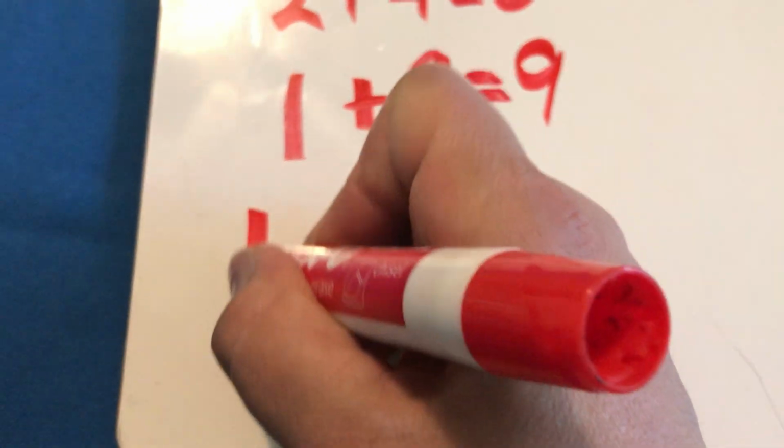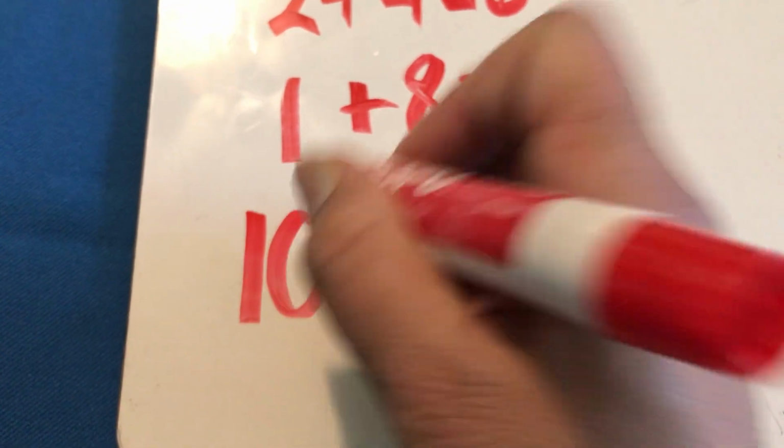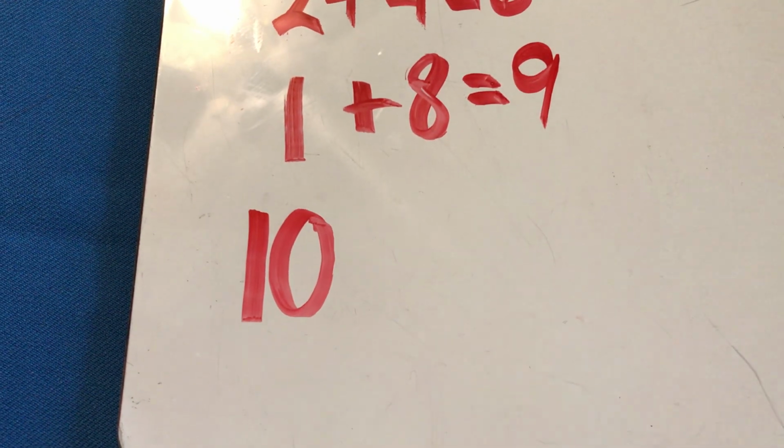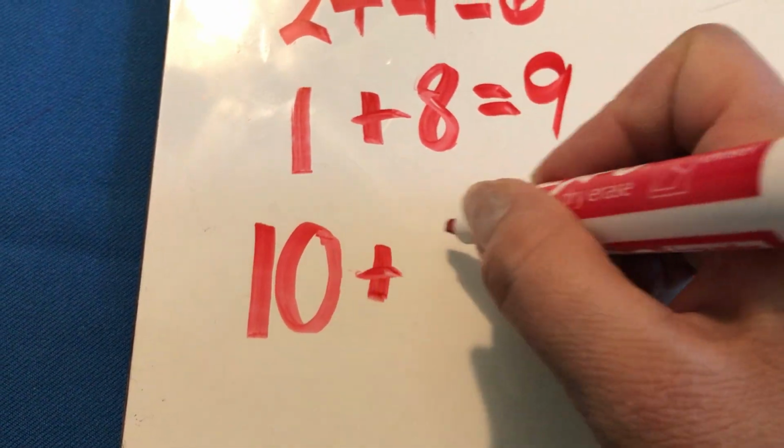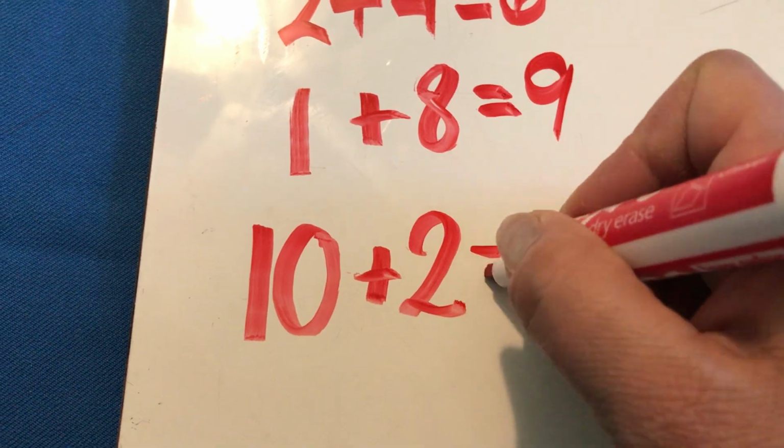All right, let's do another. Let's do a hard one. Let's do 10 plus 2. All right, I'm going to get my big set of 10 right here. I'm going to put it right next to it.